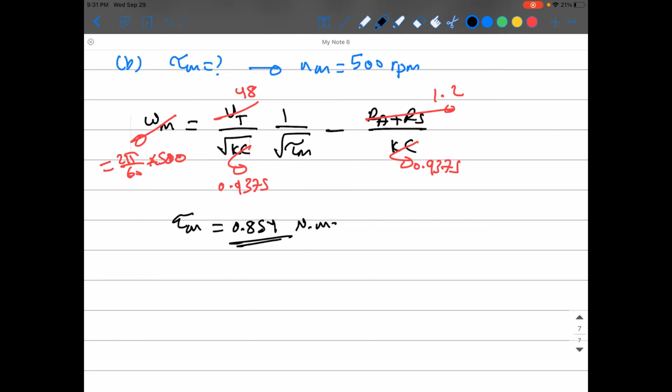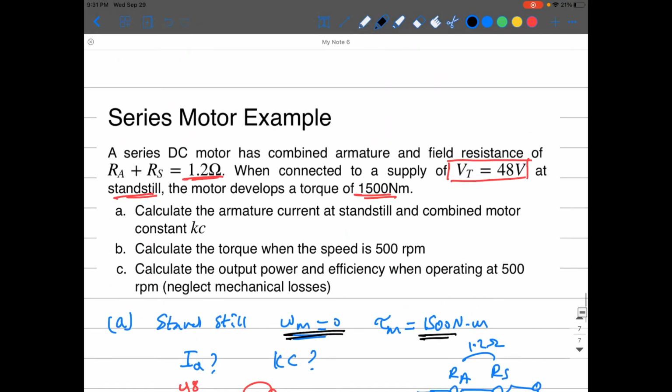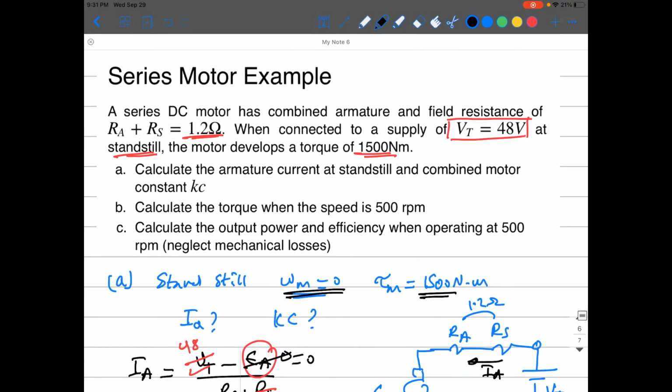Very easy, just one equation. Part C here is: calculate the output power and efficiency when operating at 500 RPMs and neglect the mechanical losses. That's good. Mechanical losses are the friction windage losses. He wants you to find the output power and efficiency at 500 RPMs, that is the same speed we've been working at in part B.